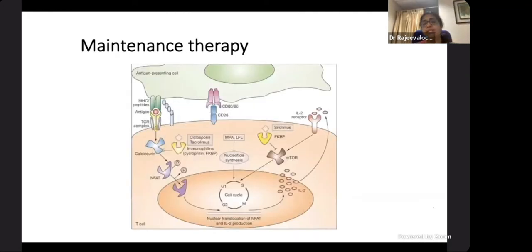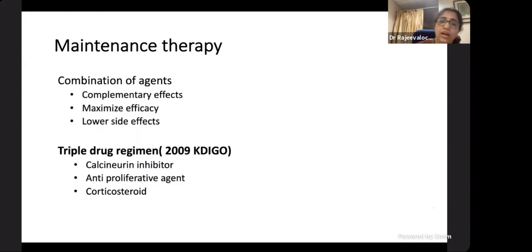Now, coming to the maintenance therapies, once you have induced, that does not last forever. So we need to maintain the patient on a good amount of immunosuppression to prevent any of those 3 signals from getting activated. Generally we give a triple drug regimen, which has complementary effects, maximizing efficacy with lower side effects. The triple drug regimen traditionally has a CNI, which is a calcineurin inhibitor.